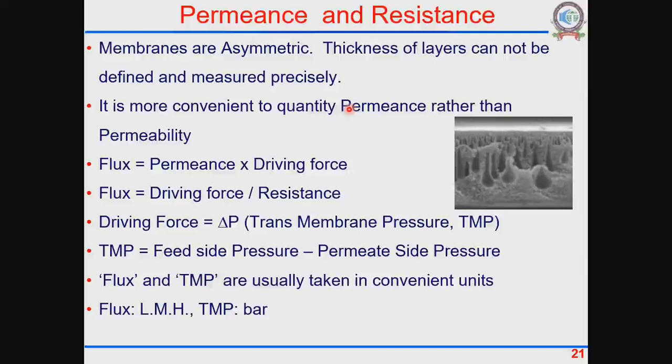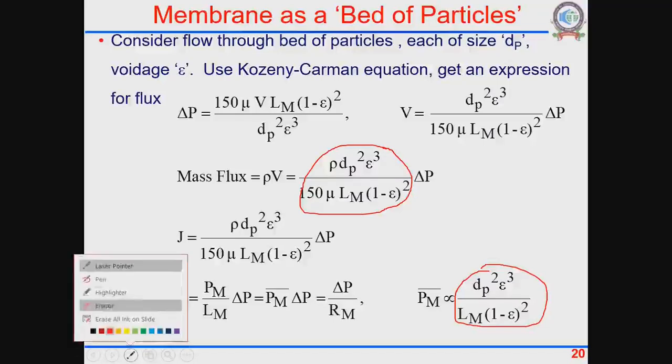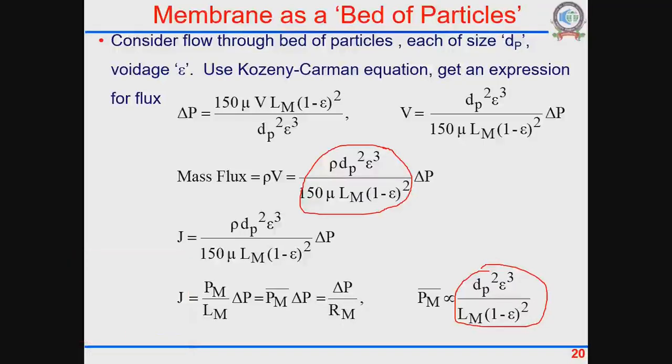Therefore, it is more convenient to think about membrane performance in terms of permeance rather than permeability. Here is what I'm trying to say. We are thinking in terms of permeance multiplied by delta P as a flux rather than permeability divided by thickness, because this thickness, if it's an asymmetric membrane, I can't measure accurately, nor is it very well defined.